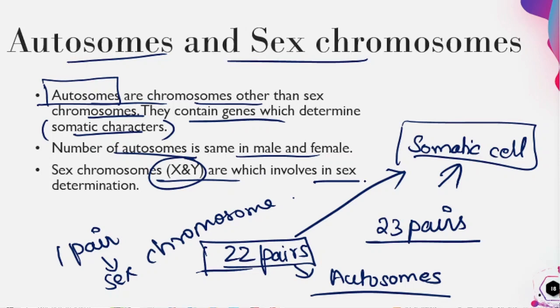In case of female, we have XX chromosomes. In case of male, we have XY chromosomes. Right? Yes. So we are going to see the pathway of how spermatogenesis is occurring. So now let us look at it.